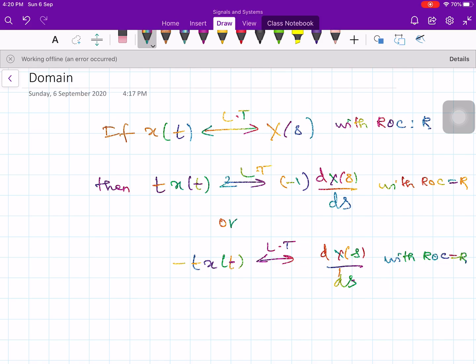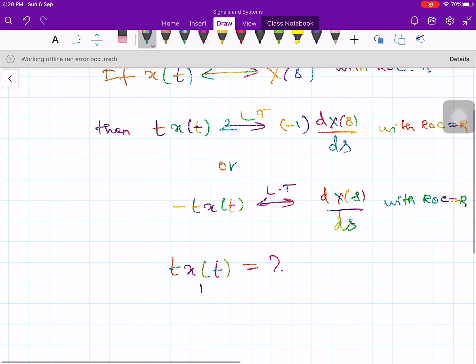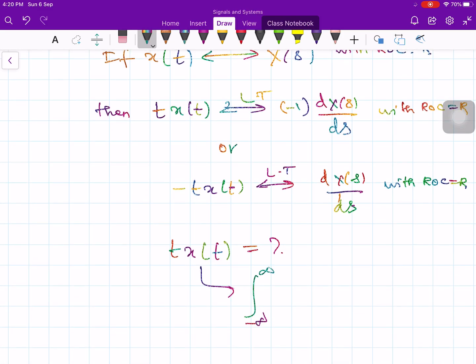Okay, we know the Laplace transform of x of t, and we would like to find out the Laplace transform of t times x of t. Without going the traditional way, where you integrate from minus infinity to plus infinity, or 0 to infinity, t times x of t times e to the minus st dt, and again you need to do the integration, which is a little tedious job. So don't do that. We have a shortcut method for calculating the Laplace transform of t times x of t.